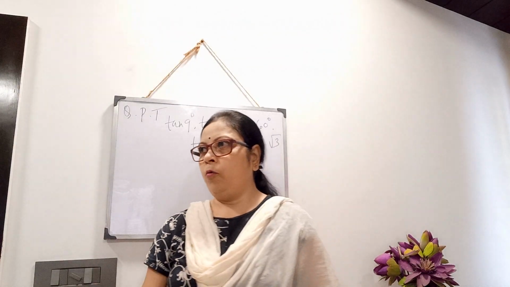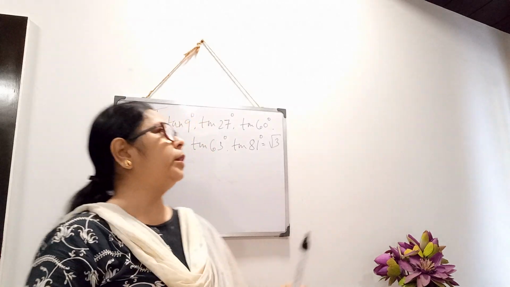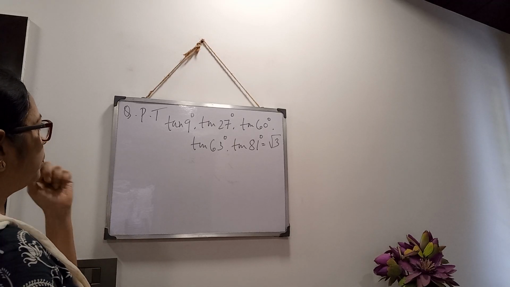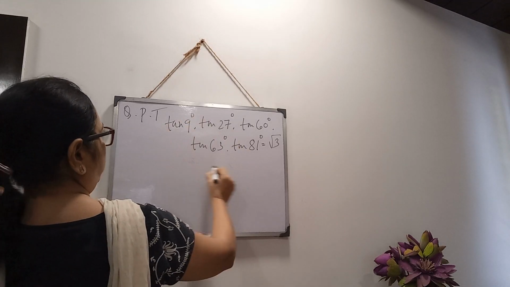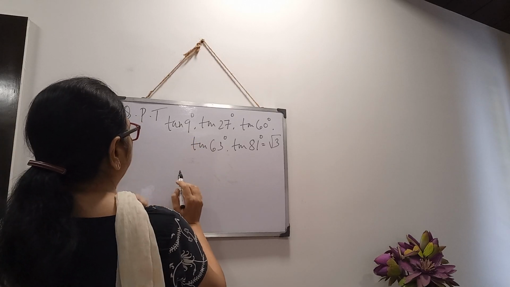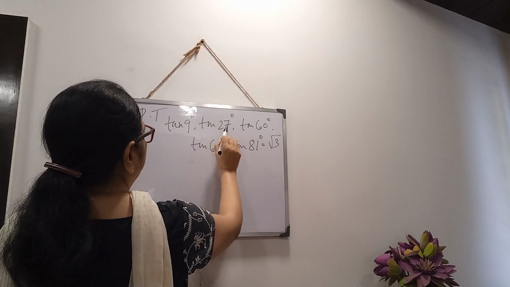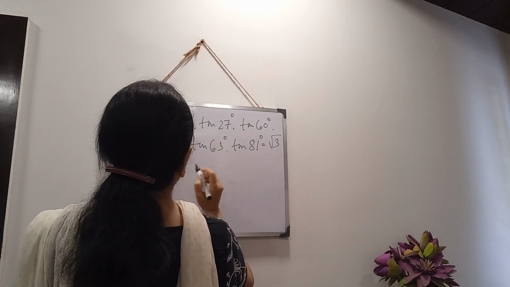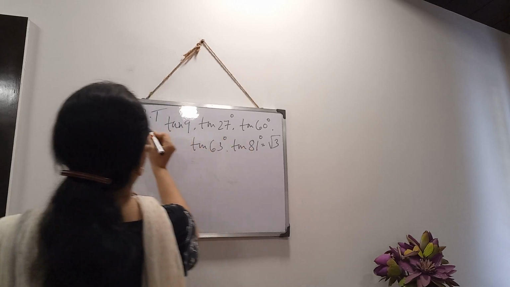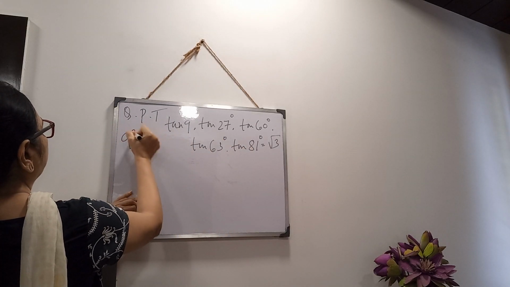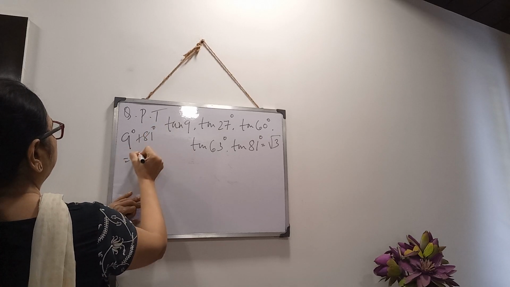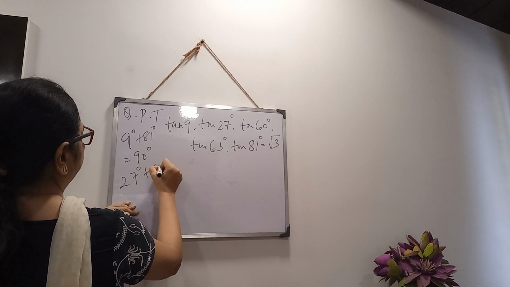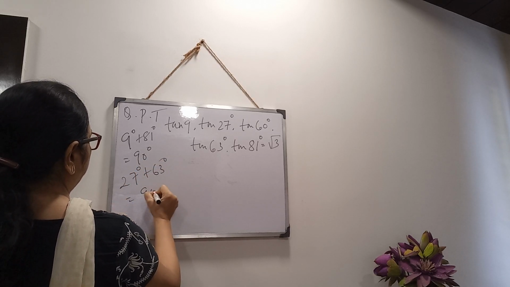Now see, we know only the value of tan 60 from the table, but the other values we don't know. Clear? So from here you find out which angles are complementary. There are 4 angles: 9, 27, 63, 81. Now see which angles are complementary. 9 and 81 are complementary, making 90, and 27 and 63 are also complementary.